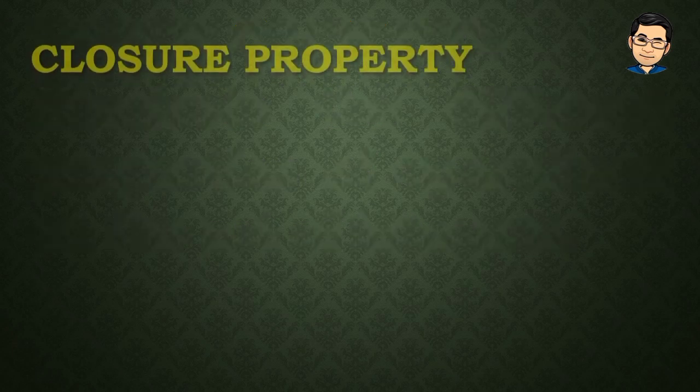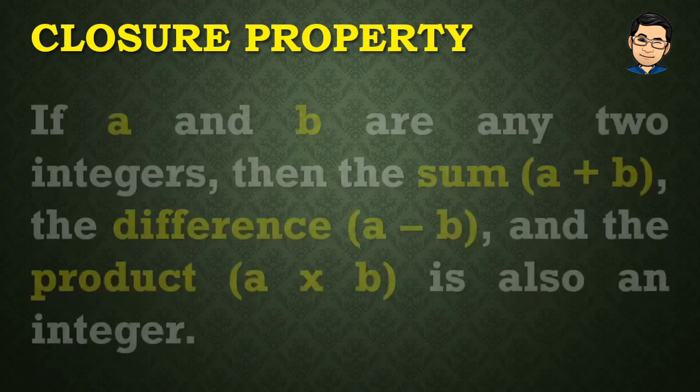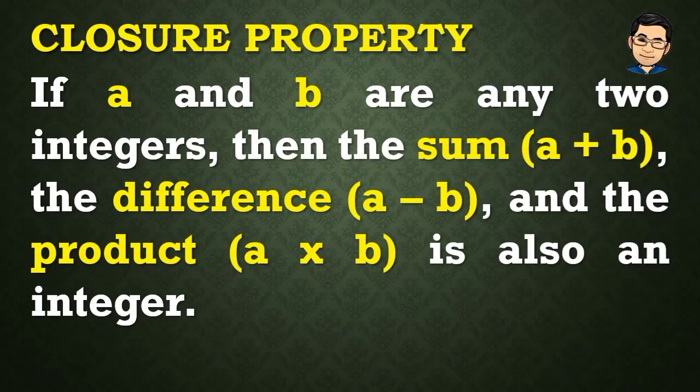For our first property, we have the closure property. What is the closure property? If a and b are any two integers, then the sum, that is a plus b, the difference, that is a minus b, and the product, that is a times b, is also an integer. For you to be able to understand this property, let's have examples.